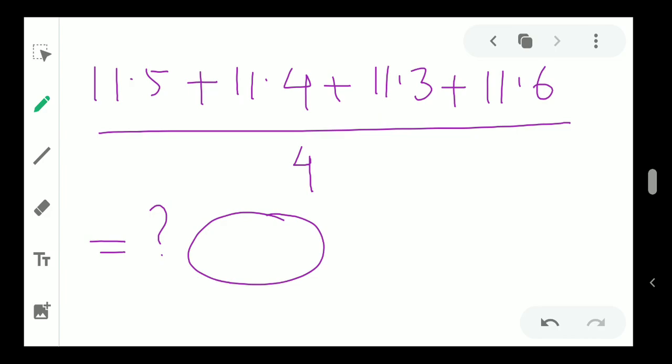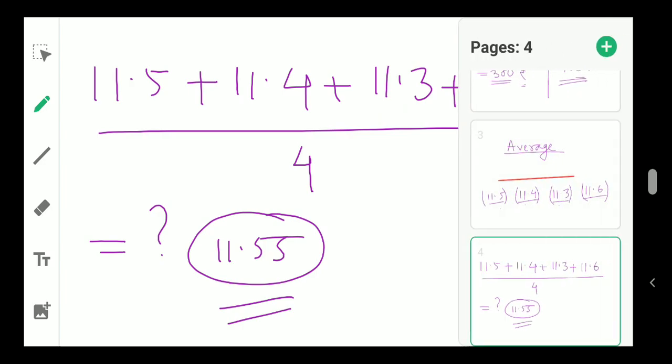Okay, so in this case the average value will be 11.55 almost. You can do it and see. Okay, I am just estimating, it may not be right, because I'm not that good in maths. Okay. So now see, this is how you have to find the average.